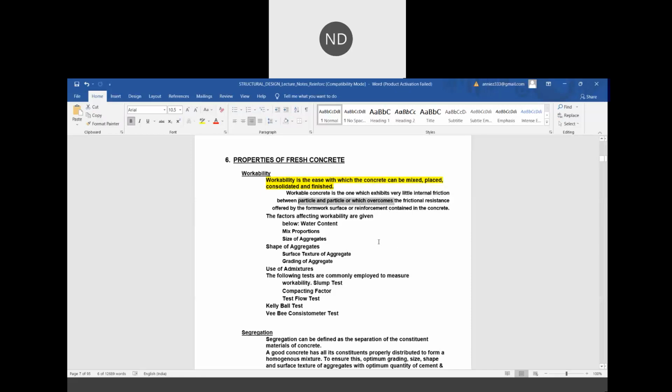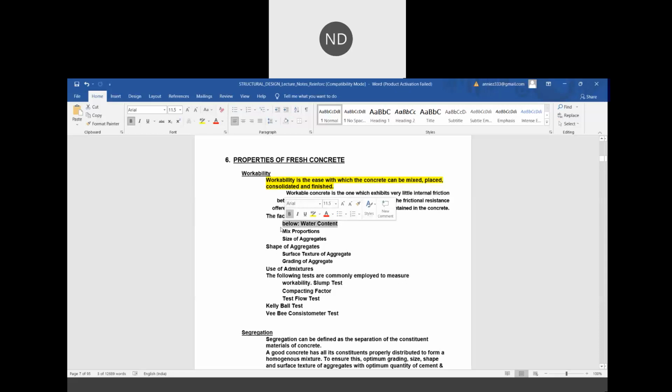So, what are the factors that are affecting this workability? That means how easily your concrete can be mixed, or placed wherever you want in a structural member. How it can be placed easily or mixed easily, and then placed and used together. So that depends upon what? That depends upon the water content.